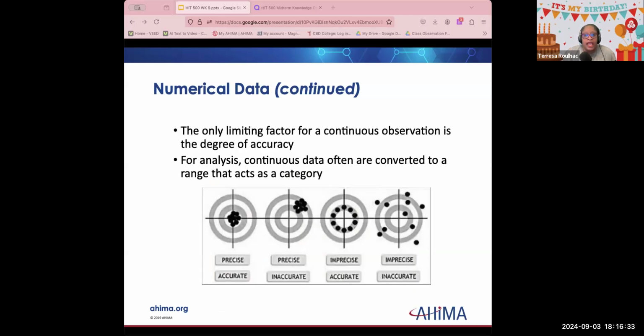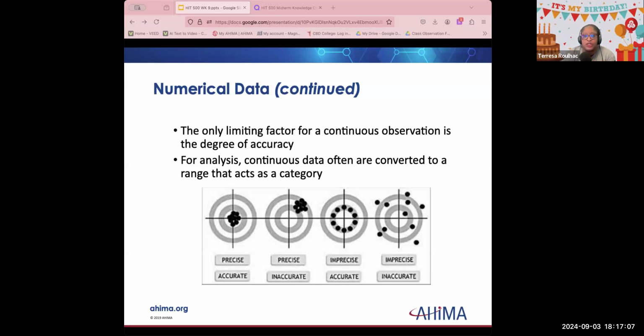When we look at continuous observation, it is limited to accuracy. Now, for those of you who are here, I want you to think rhetorically about why continuous observation is limited by accuracy. Like, why? It's like, grab this, which I love because you can be precise and accurate. You can be precise and inaccurate. You can be imprecise and accurate, or you're just really all over the place, right? You're imprecise and you're inaccurate.